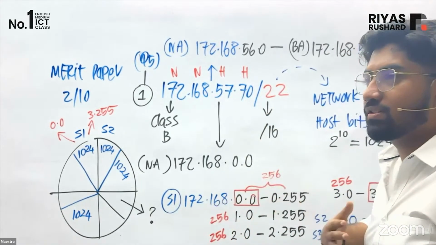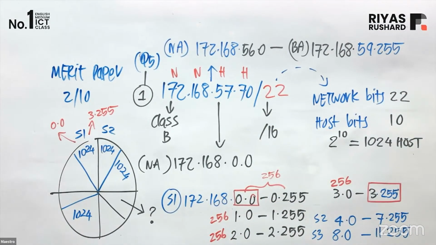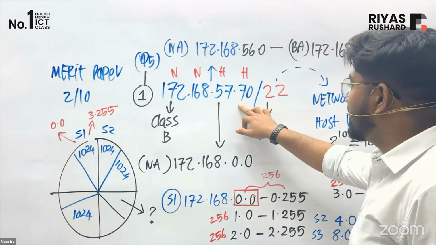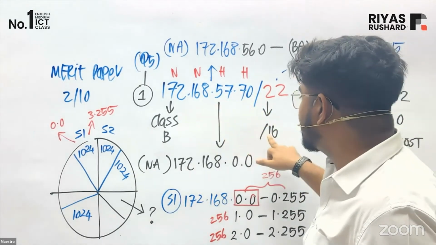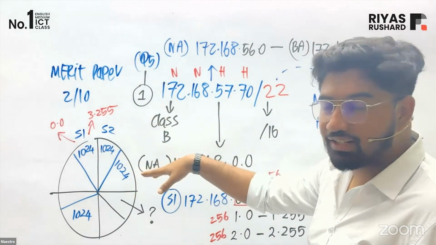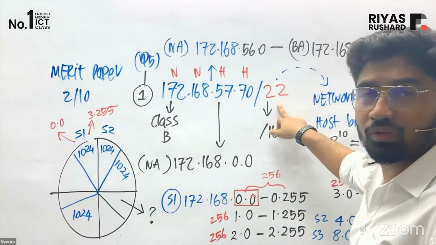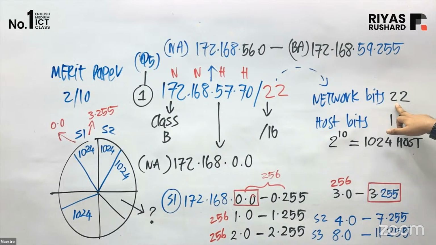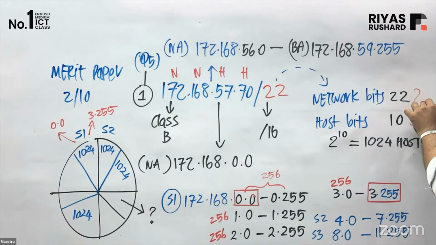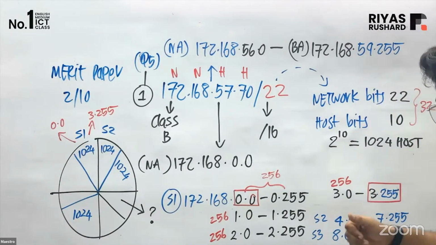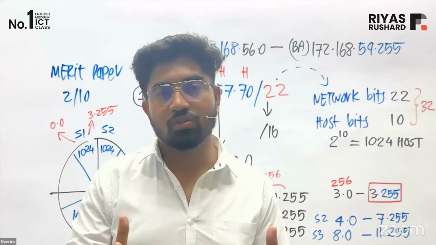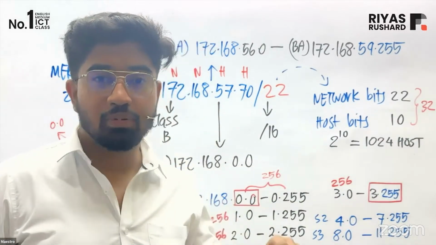So what I did was, first we find the default. Class B, /16, 0.0. That's the whole cake. But this cake is now divided because it has become /22. With the 22, you can find the network bits and host bits. 22 network bits now, 10 host bits, because the total should always be 32. So 2 to the power 10 is 1024, which means you have 1024 computers in each.